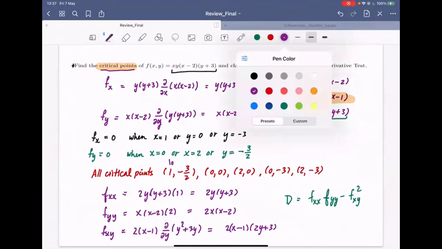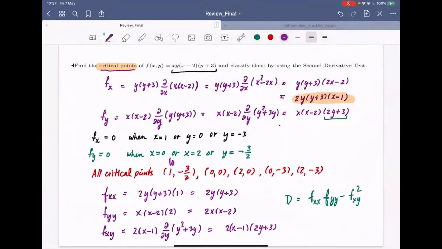This is local max. I'm sorry, this is local maximum. This point is a saddle point. This point is a saddle point. This point is a saddle point. This point is a saddle point.